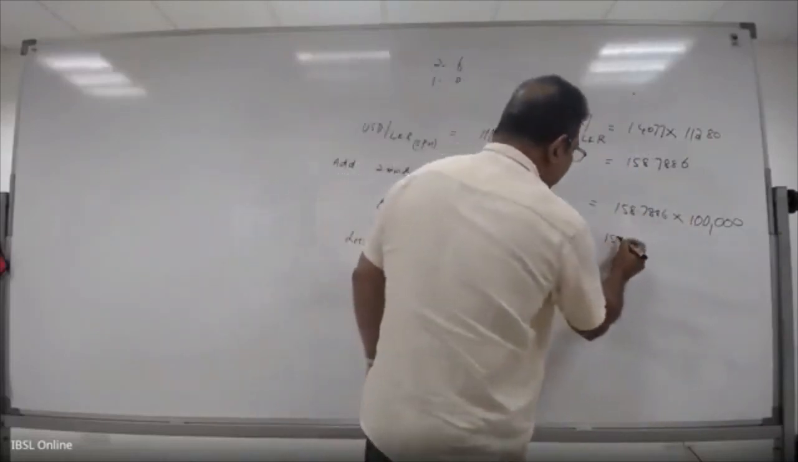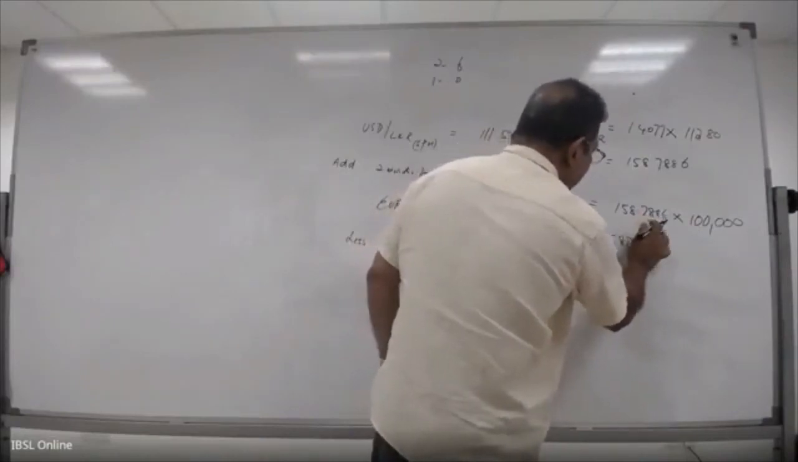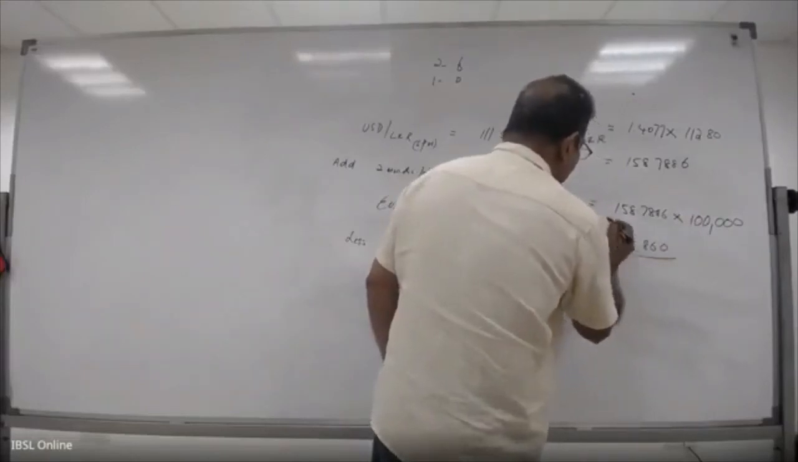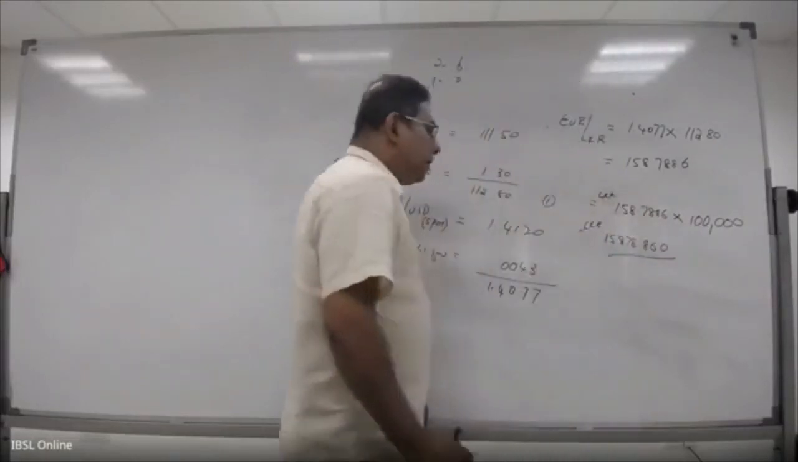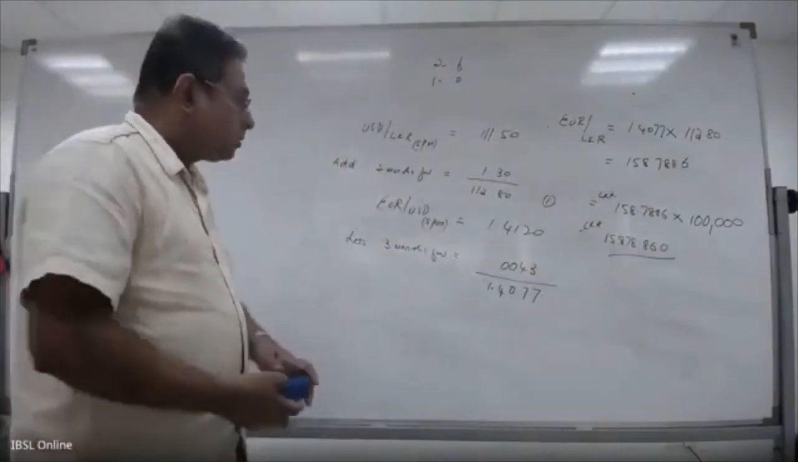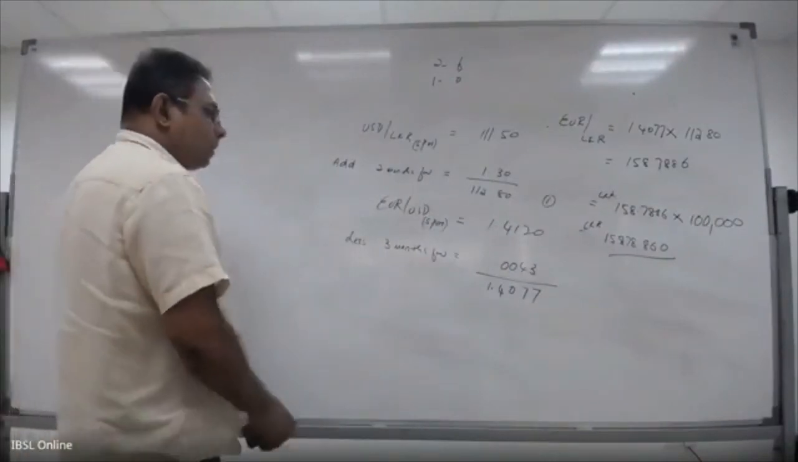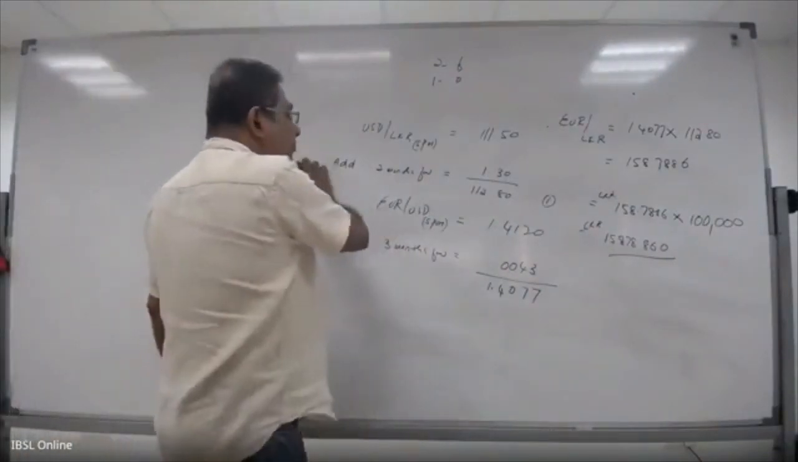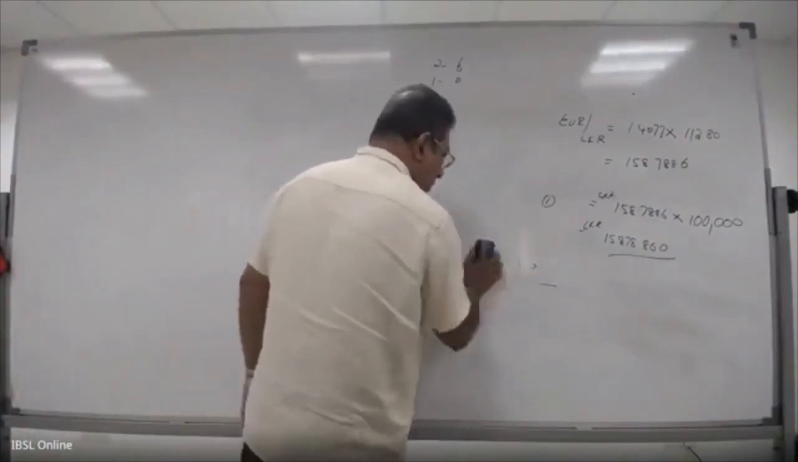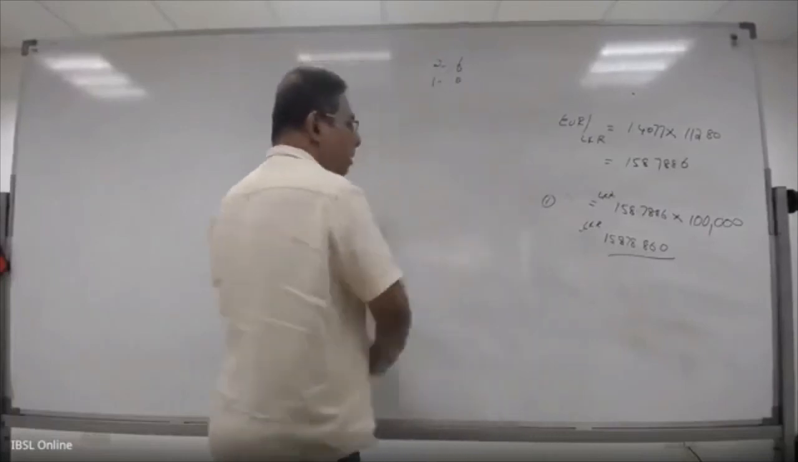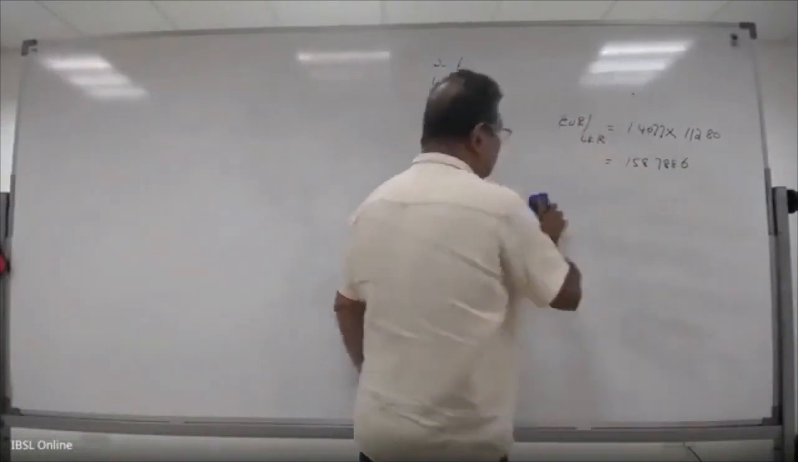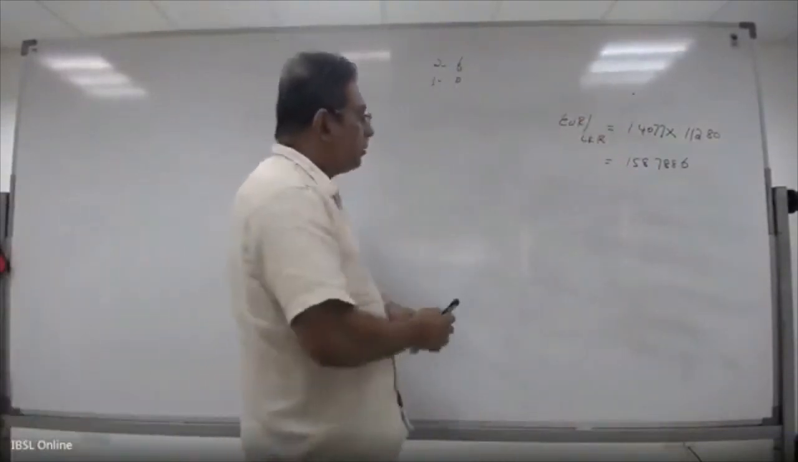That means 15,878,860. I have added the zero here. You get the figure. So this is the rate that we have got.